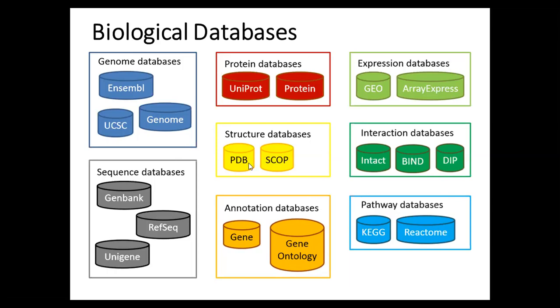So protein structure is mainly stored in the PDB and SCOP databases. And the interaction databases would include data about how these proteins interact with each other. And the pathway databases would include information about the pathways. So what are pathways? Let's look at this one now.